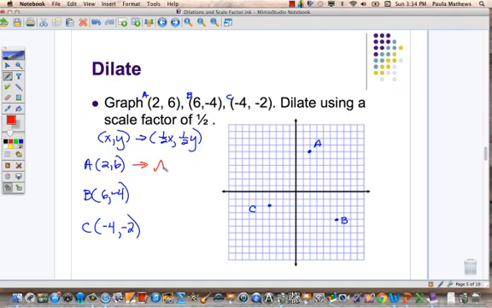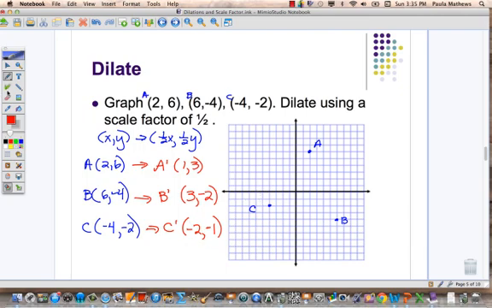So A is going to go to the new point A prime, and so half of 2 is 1, half of 6 is 3. And then B prime is going to be, let's see, half of 6 is 3, half of negative 4 is negative 2. And then C prime, half of negative 4 is negative 2, and half of negative 2 is negative 1.